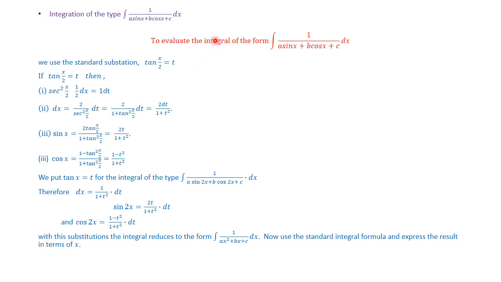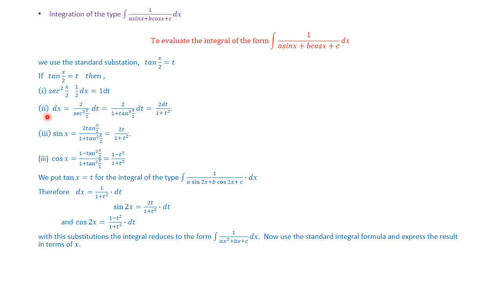Now see, in 11th standard you have seen the conversions for sin 2 theta, cos 2 theta and tan of 2 theta in terms of tan theta. Do you remember that? I hope you remember this one. So first let us consider tan x by 2 is equal to t, then differentiate it. Its derivative is sec square x by 2 into the derivative of x by 2, which is half into dx, and it is equal to dt.